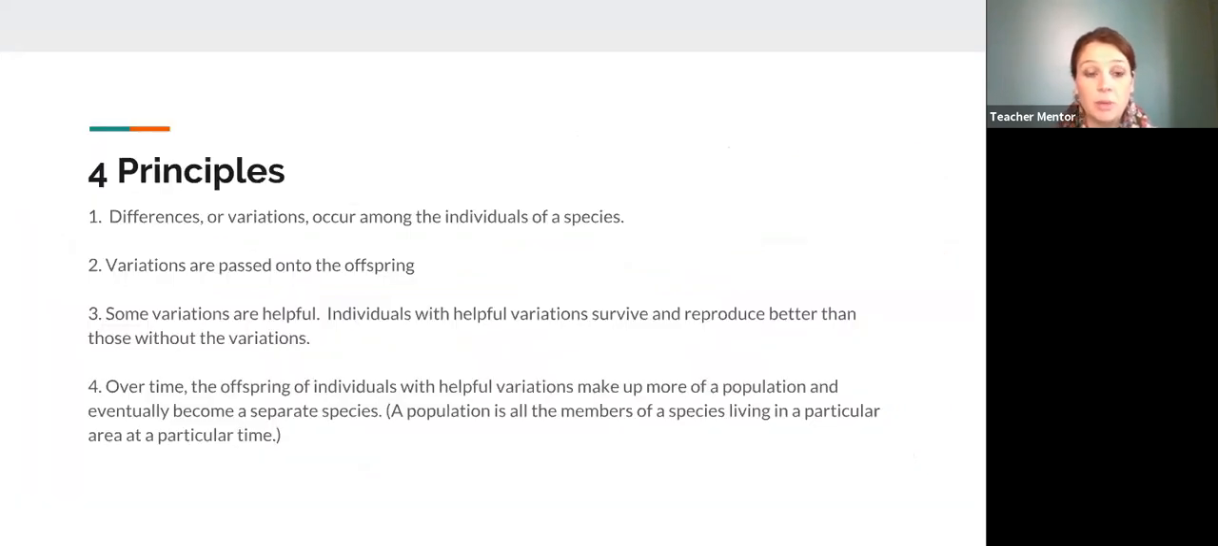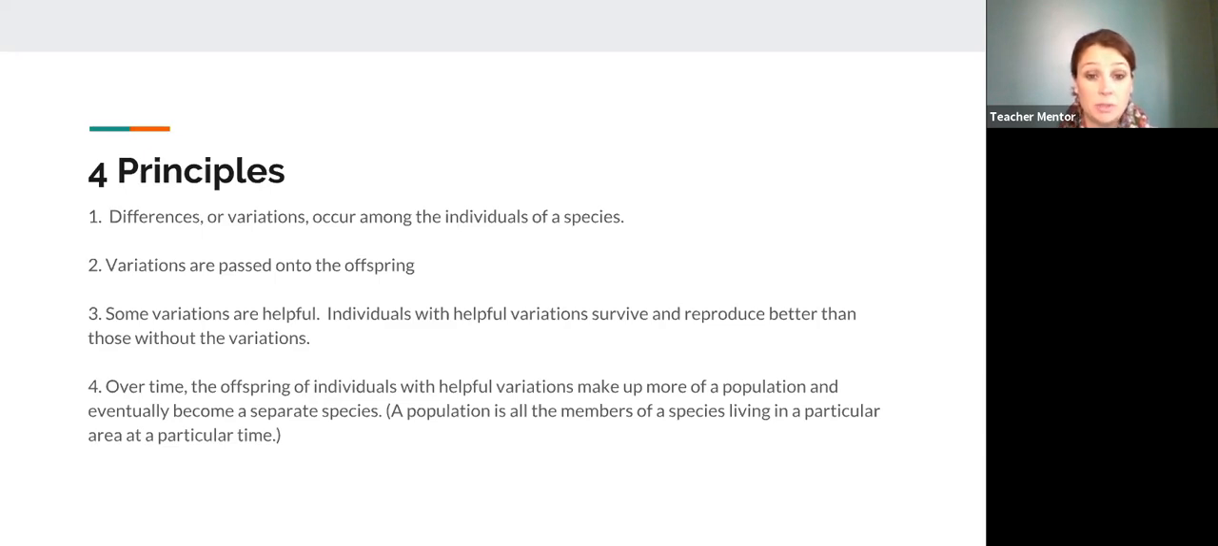So Darwin came up with these 4 principles of natural selection. The first one is that differences or variations occur among the individuals of a species. Each individual of a species is going to have some sort of variation. The second is that variations are passed on to the offspring. Number 3, some variations are helpful, and individuals with helpful variations are able to pass those down to future generations.